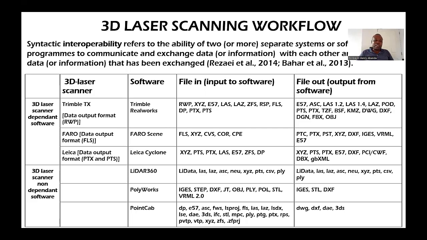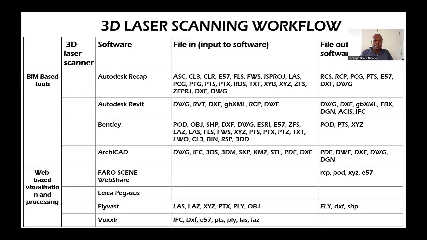Okay, so we have the 3D laser scanners on the extreme left. Then they tell you the different types of software that can actually read data from those 3D laser scanners. So if you use Trimble TX, you are likely going to take the data into Trimble Reworks. Faro can go to Faro Sim. And then Leica Cyclone. And that is still another table just for your learning.